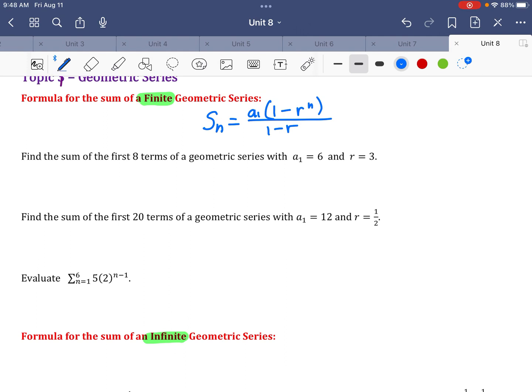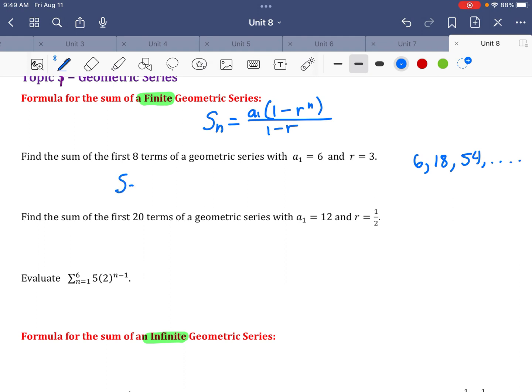Let's do it here. Find the sum of the first 8 terms of a geometric series with a1 is 6 and r is 3. I like to see what I'm doing and also see what the pattern's going to be. So if I start this off, 6 multiplied by 3 is 18, multiplied by 3 is 54. With 8 terms, I could probably literally just find the rest of the terms and add them up, but we're here to use the formula. I do see that they're all positive, so I know it's going to be a large positive number.